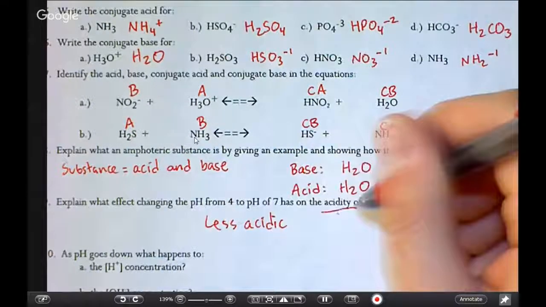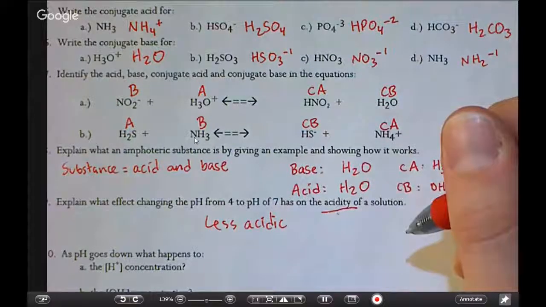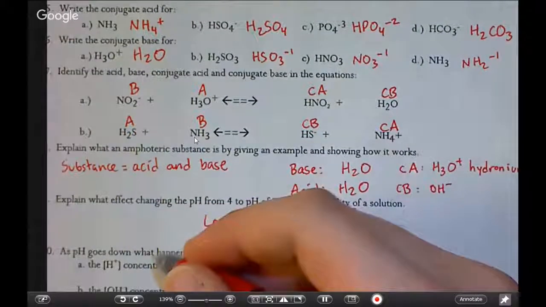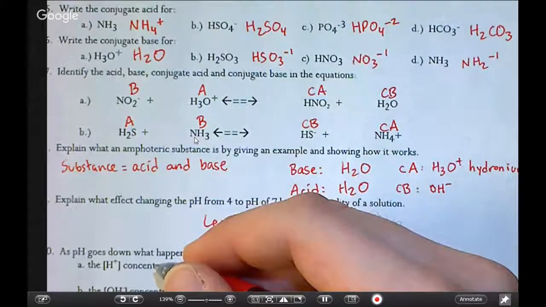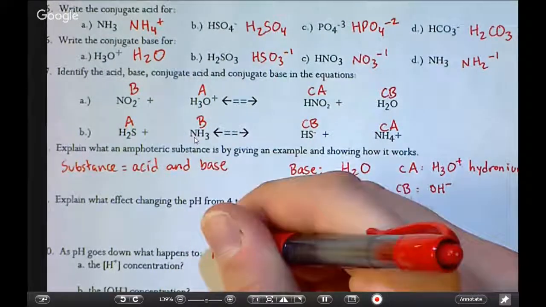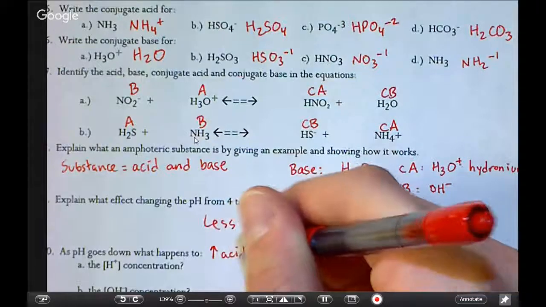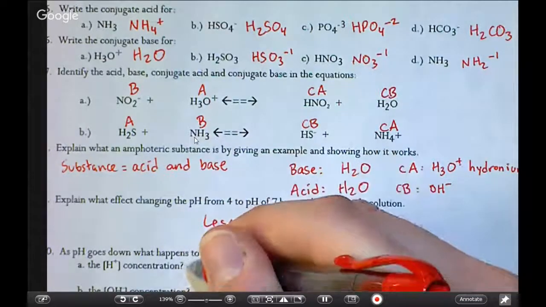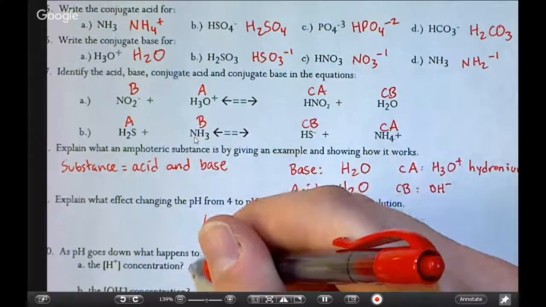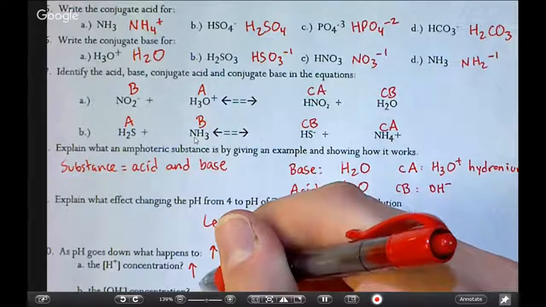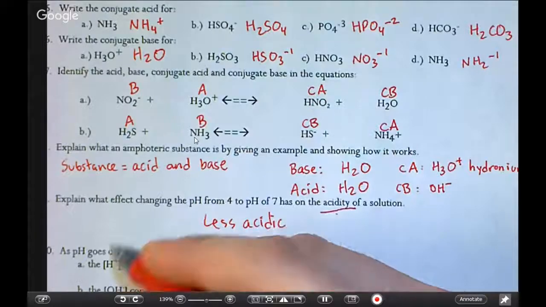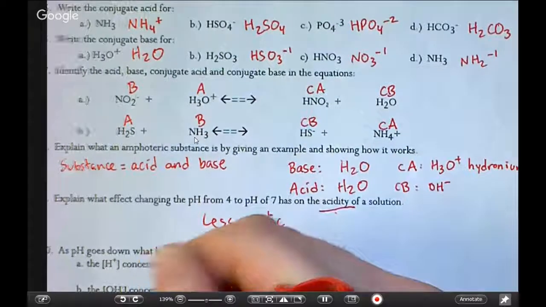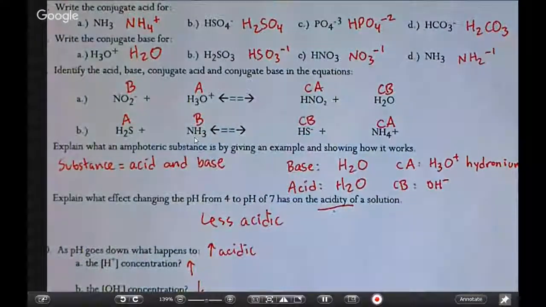Because it asks about the acidity of a solution, so it's less acidic. Okay, as pH goes down, you become more or less acidic? More. So the H plus concentration does what? Goes up. Hydroxide? Goes down. pOH? No. Thank you.